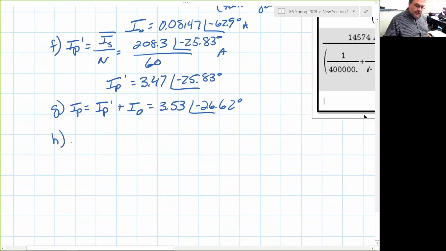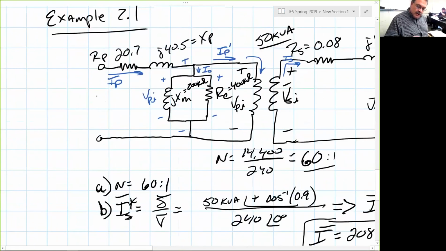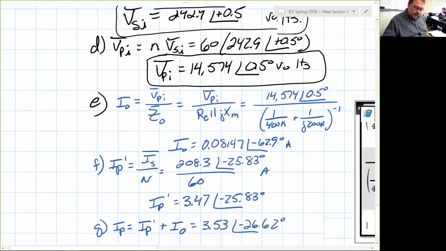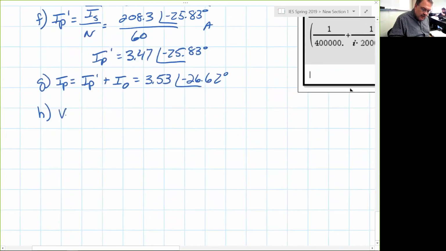So what's the applied primary voltage? Let's call this then V primary. So all we have to do is take V primary prime and add the voltage drop across the primary impedance, R primary and X primary. So V primary then is equal to V primary prime plus I primary times Z primary.